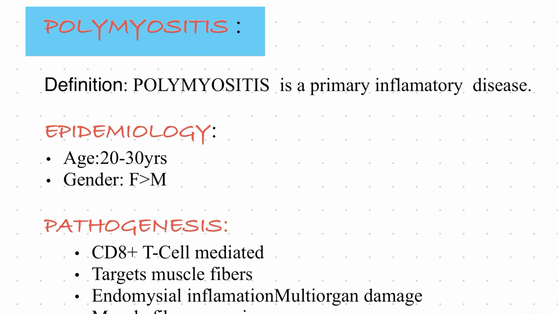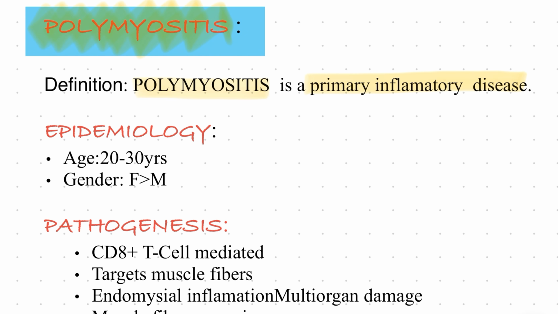So let's dig into it. Polymyositis. In the name itself you can understand: poly means multiple, myo means muscle, itis means inflammation. Multiple muscle inflammation will take place. So the definition goes like this: polymyositis is a primary inflammatory disease.